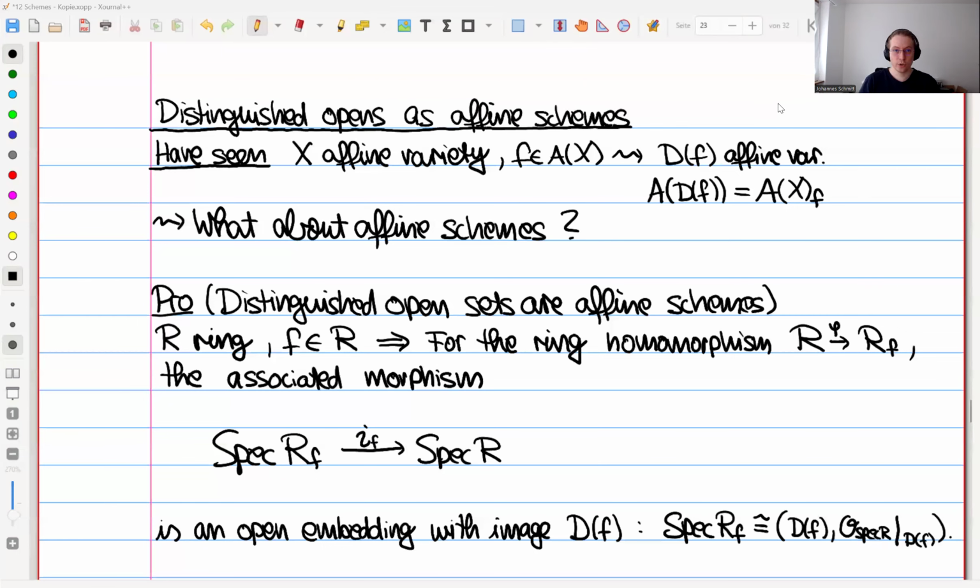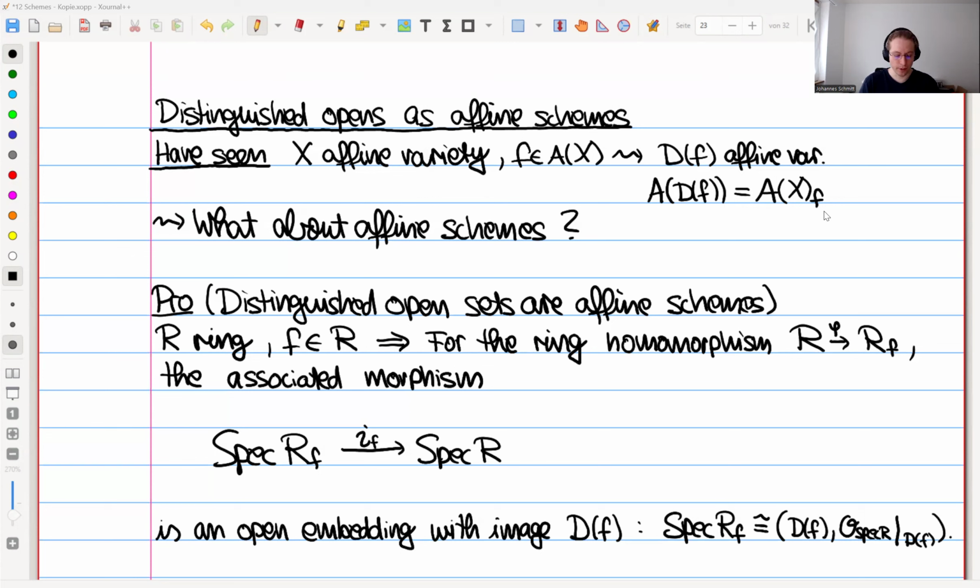After discussing closed subschemes in the last videos, now we talk about particular types of open subschemes. And we have again seen everything before for the affine varieties. If X is such an affine variety and F is a function on it, then we have this distinguished open subset D(F), where F doesn't vanish. And it turned out that this was itself an affine variety. And the coordinate ring of this was just a localization of the coordinate ring of X at the element F.